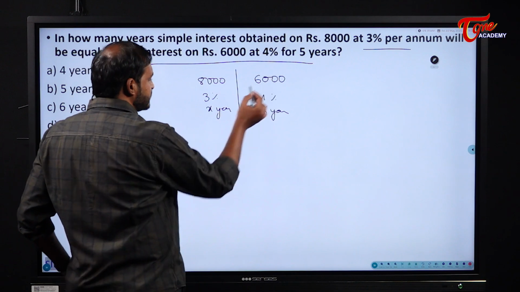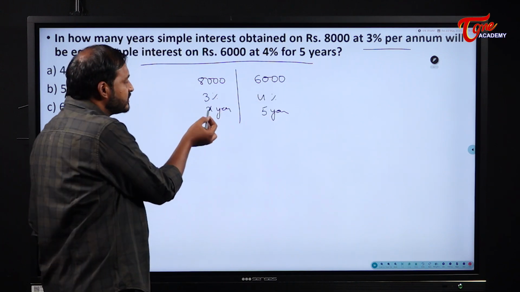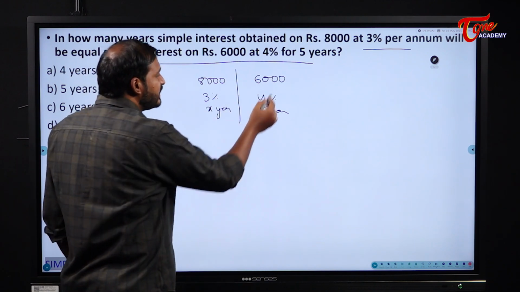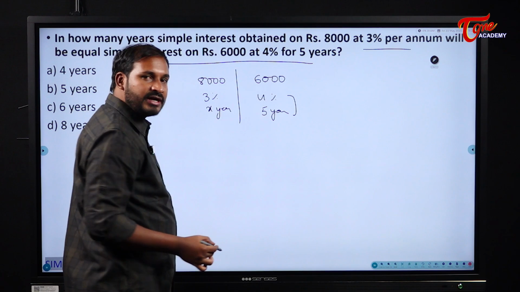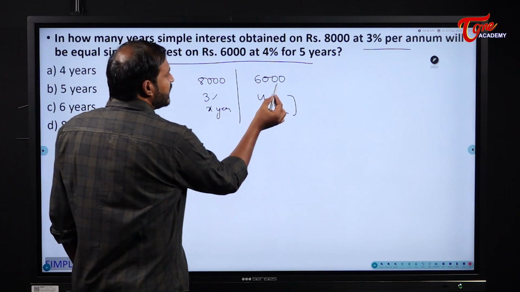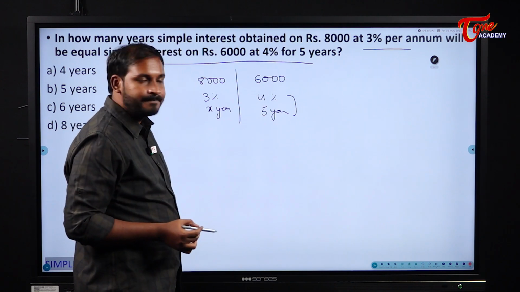So what is the interest? Here I cannot find the interest, because I have x. So I can find the interest in this case, right? What is the interest here? 4 into 5, what is it? 20%. 20% of 6,000. See, 10% is 600, right?